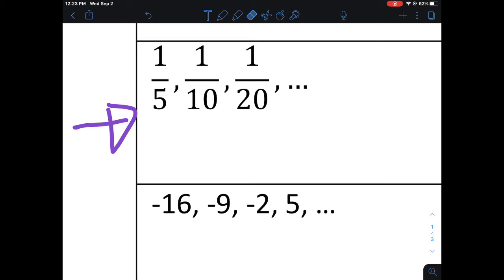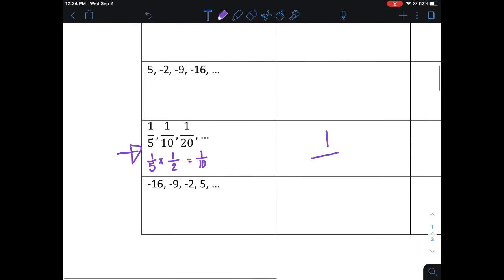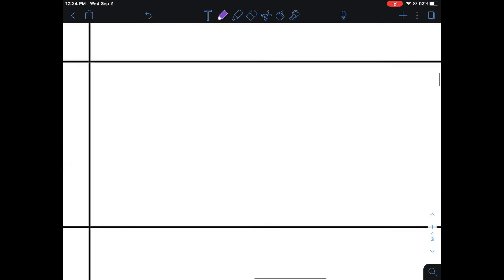So let's look at multiplication. What do I need to multiply 1/5 by to get 1/10? And remember, when you multiply fractions, you multiply the top and you multiply the bottom. So 1/5 times what will give us 1/10? Well, 1 times what equals 1? 1. 5 times what gives us 10? 2. So it looks like I needed to multiply by 1/2. And then 1/10 times 1/2 will give us 1/20. 1 times 1 is 1, 10 times 2 is 20. So the first term is 1/5. The common ratio is 1/2.